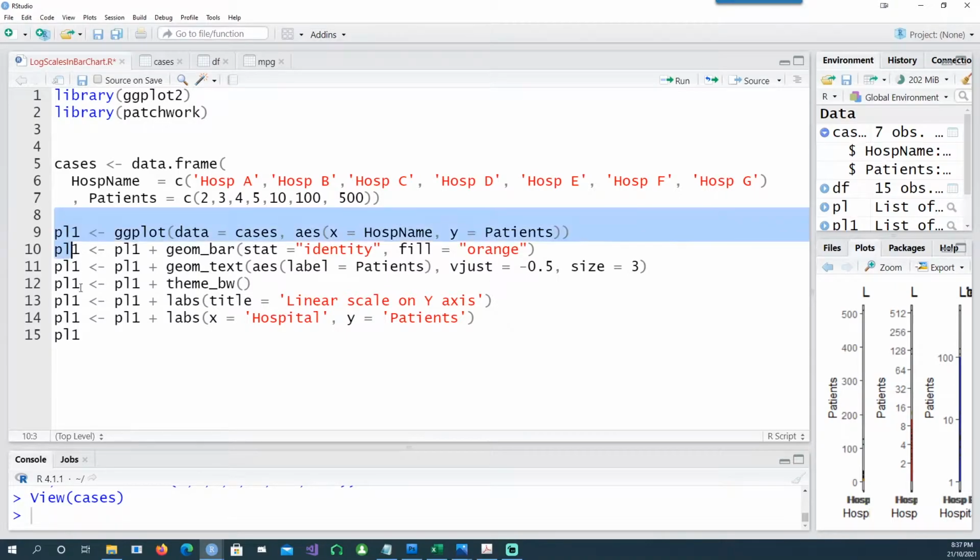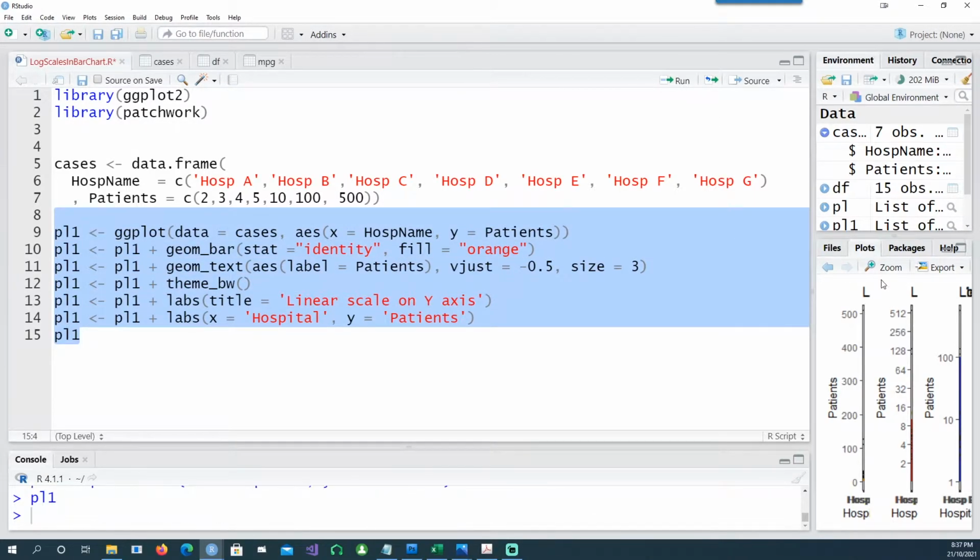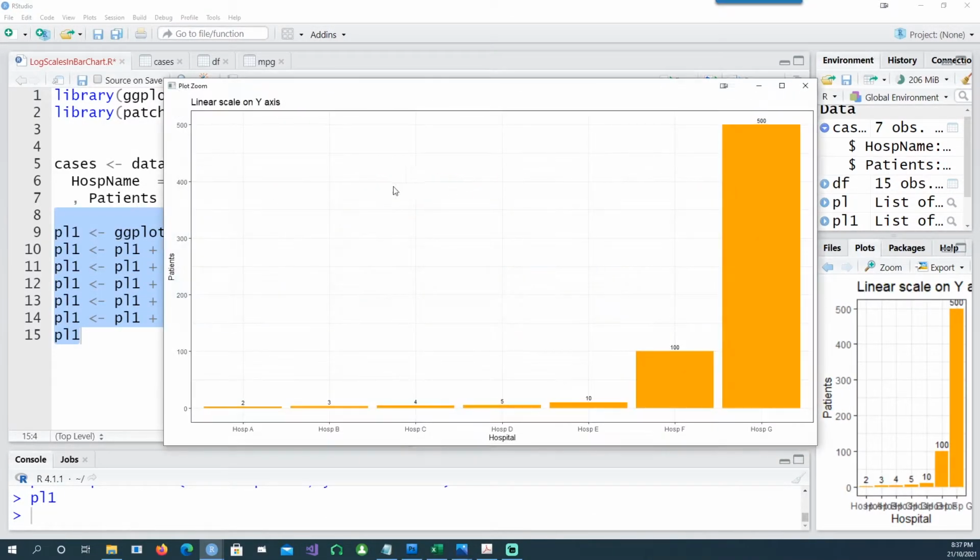So if I run this command, we get the chart which has the bars and a linear scale on the y-axis. Notice that the numbers which are very, very small are not clearly shown, because they're being overshadowed by a large number in hospital G.